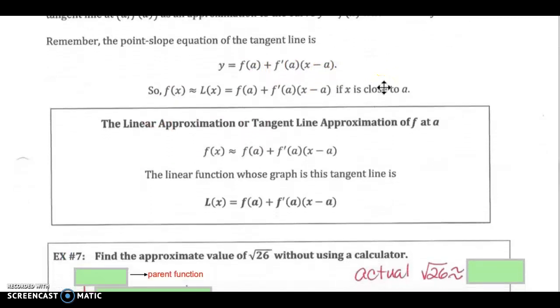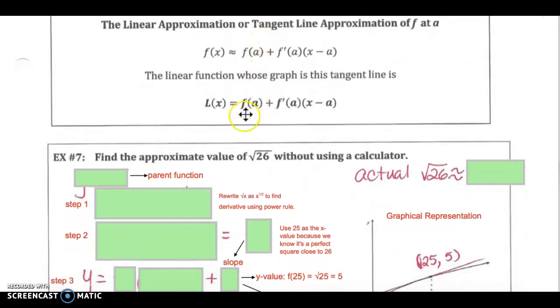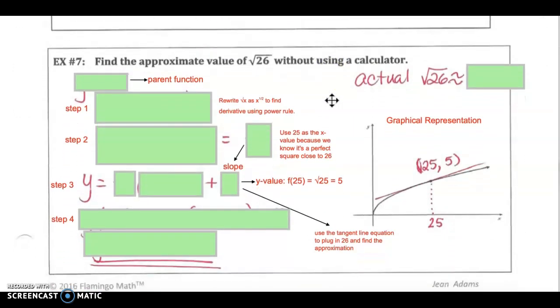And it says, remember that the point slope equation of the tangent line is y equals f of a plus f prime of a times x minus a. So in the last examples, they had f of a on the right-hand side, like adding it at the end. It does not matter. You can do it either way. Okay. And then L of x is just the linear approximation. And so this says the exact same thing that we just talked about. That's our equation right there.